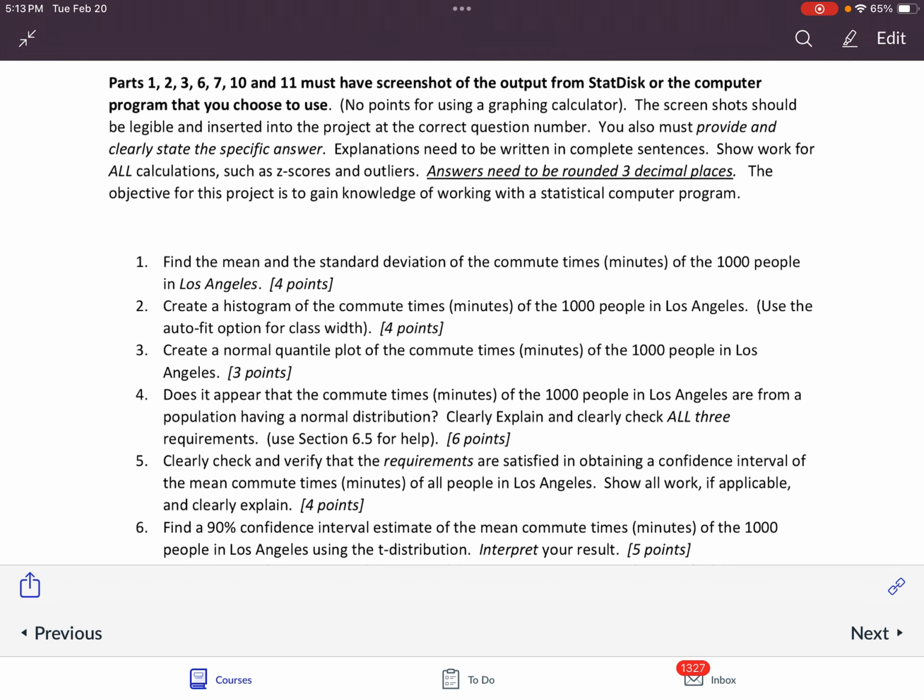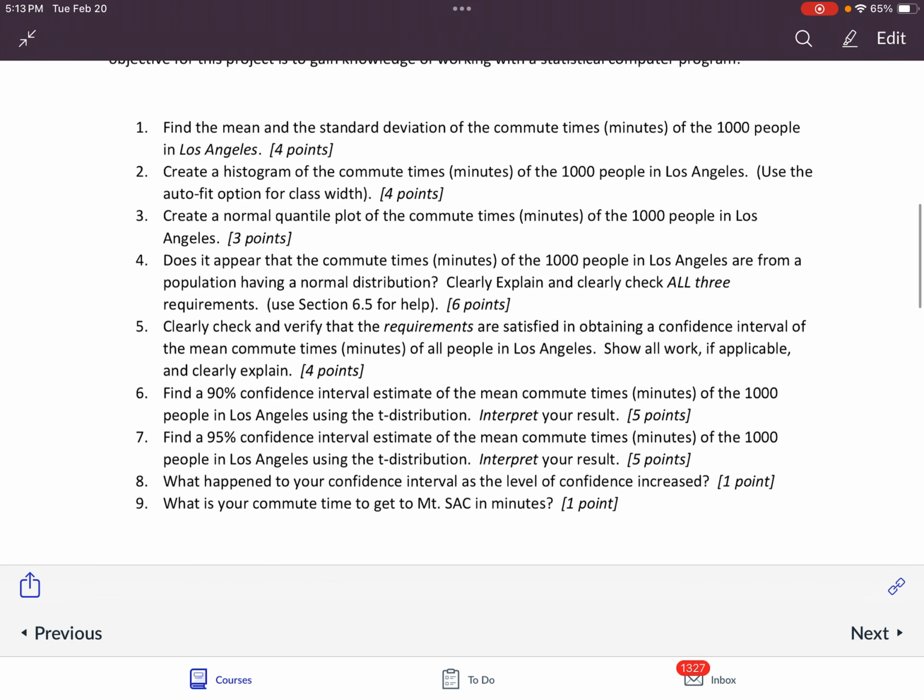You also must provide clearly stated, specific answers, so make sure you round them correctly. And explanations need to be written in sentences. Show work for all calculations such as z-scores and outliers. Answers need to be rounded to 3 decimal places.